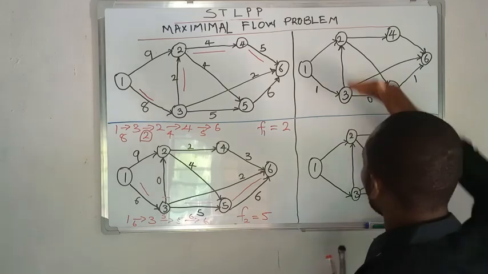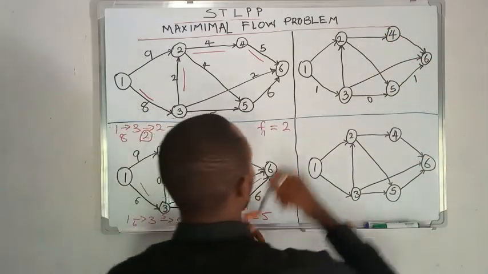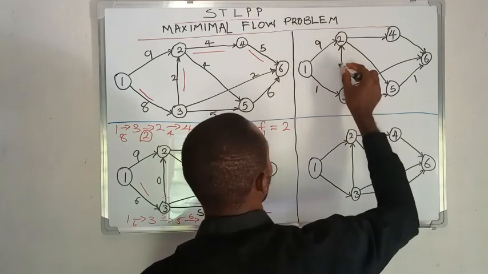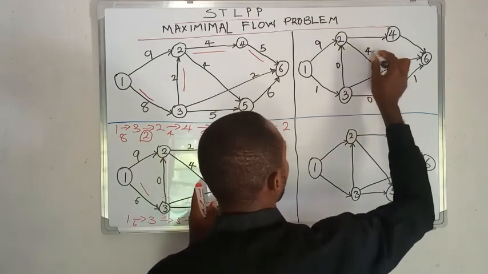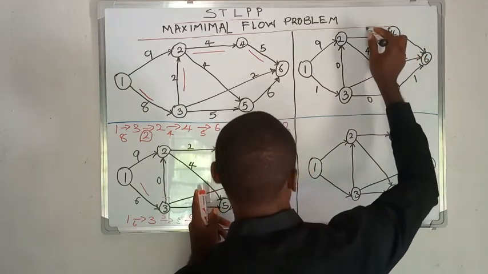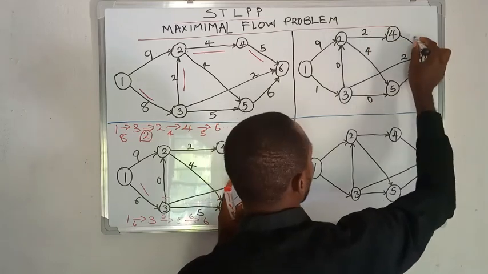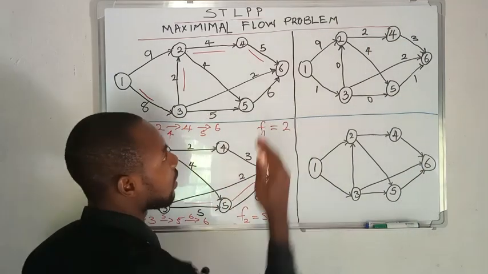And so we write out the remaining places that we didn't pass through. We have 9 here, 9, 0, 4, 2, 2 here, and then 3. And so this is our new network.